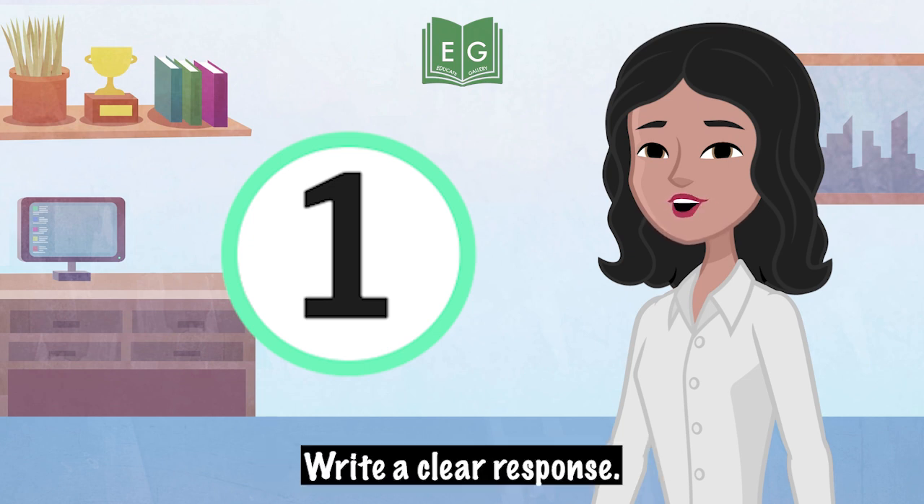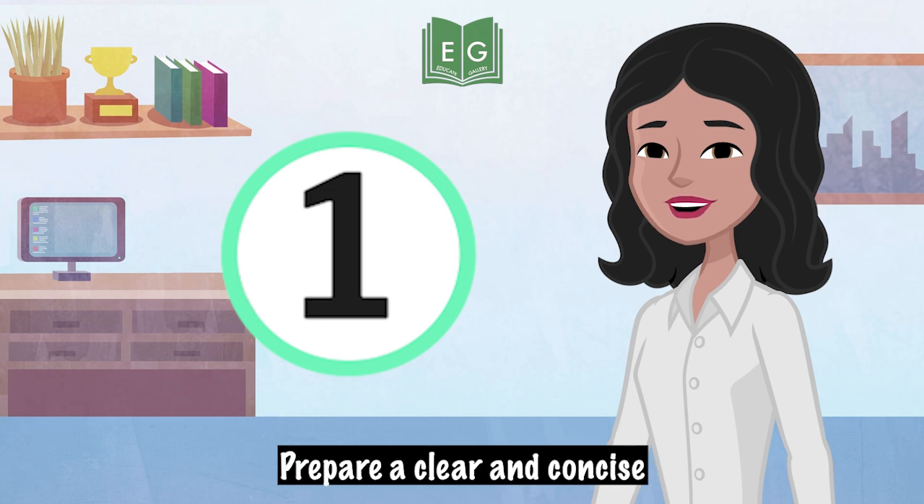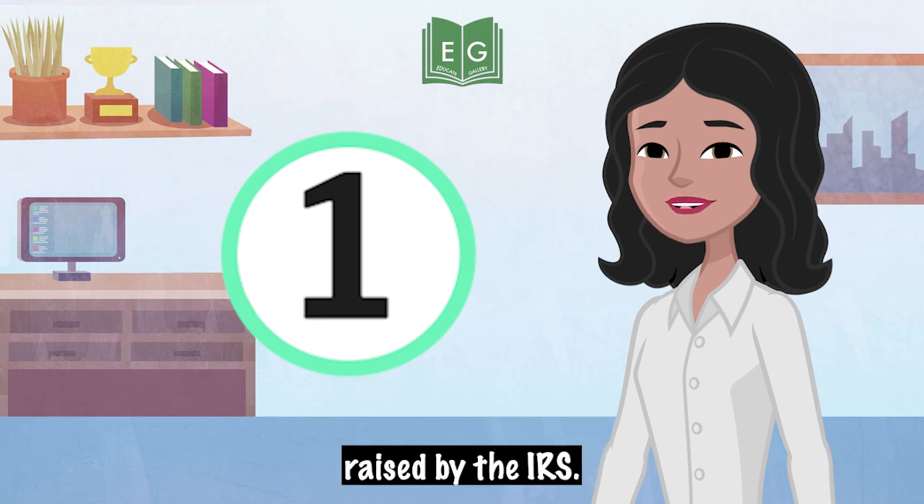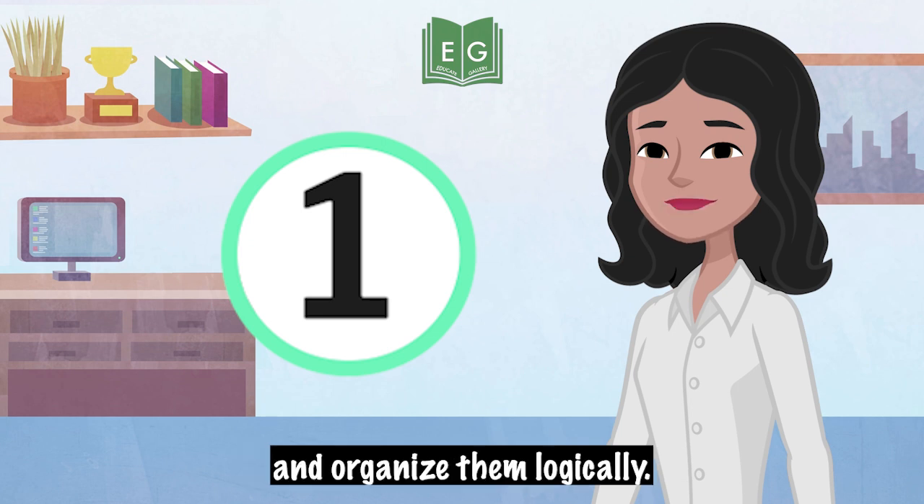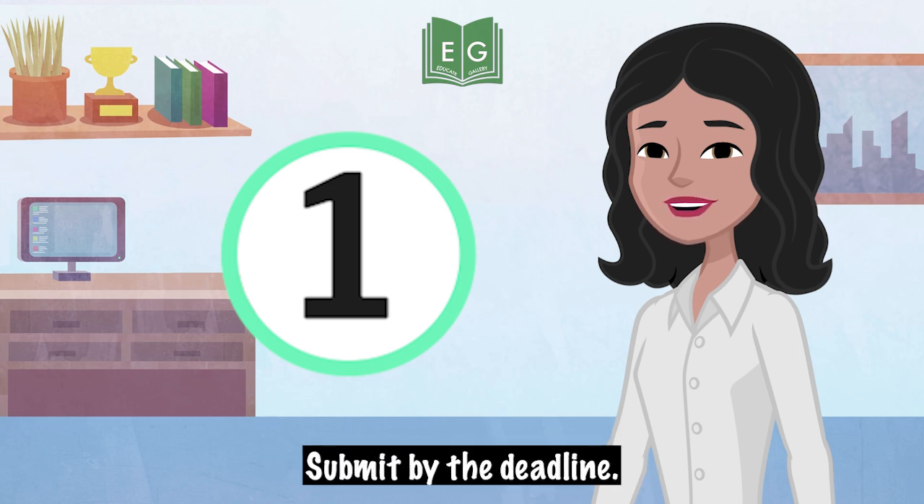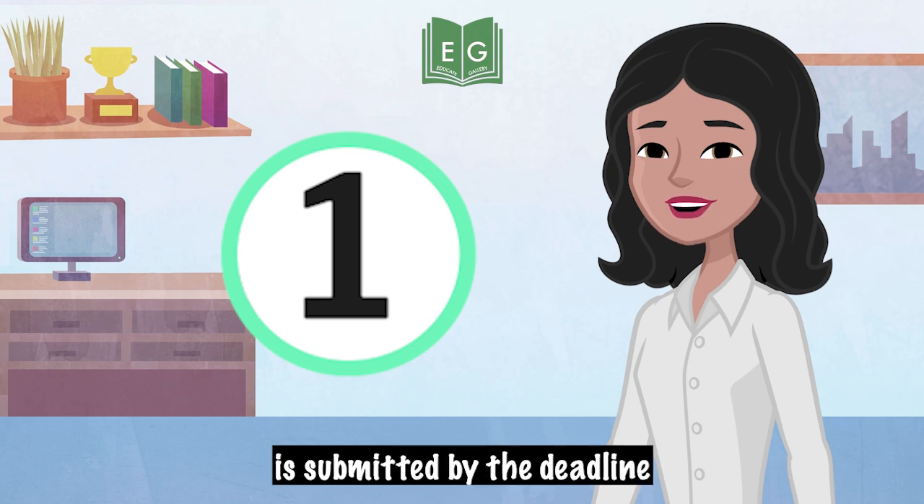Write a clear response. Prepare a clear and concise response addressing each issue raised by the IRS. Attach all supporting documents and organize them logically. Clearly label each piece of evidence to make it easier for the IRS agent to review. Submit by the deadline. Ensure that the response is submitted by the deadline indicated in the audit letter. Timely responses are crucial and can lead to a quicker resolution.